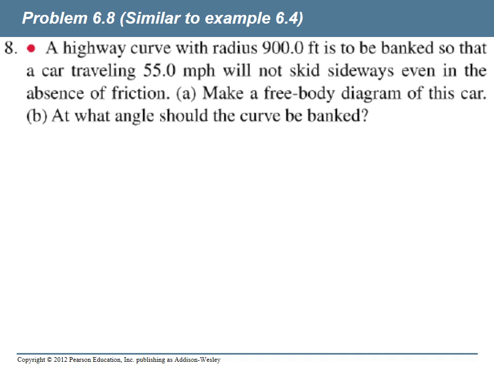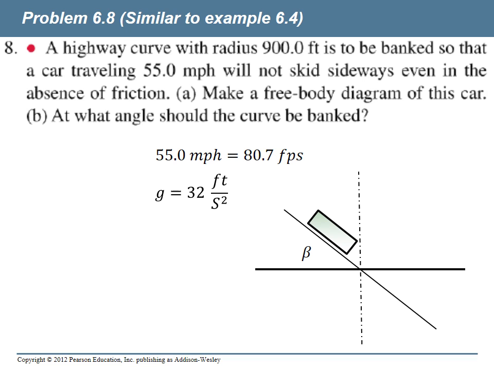So make a free-body diagram and find the angle that it should be banked. Well, the first thing we want to do is we're given 55 miles per hour, right? And we have gravity, and in English units that is 32 feet per second squared, and so we need that in feet per second. That needs to be our unit, so we need to convert miles per hour to feet per second. So 55 miles an hour is 80.7 feet per second.